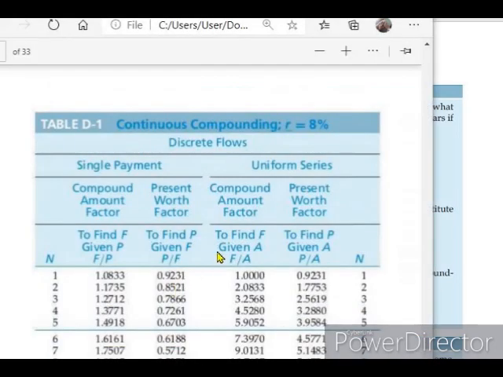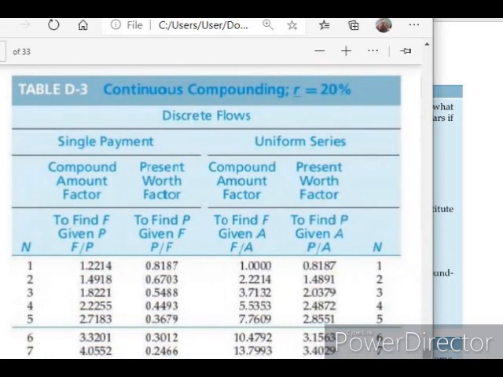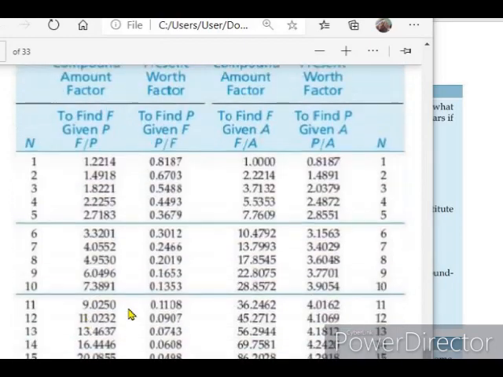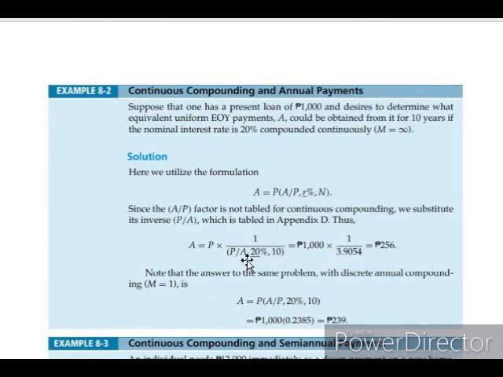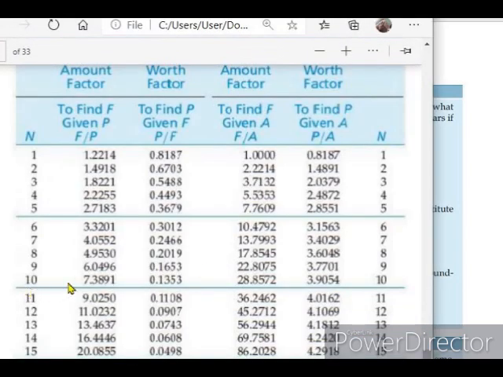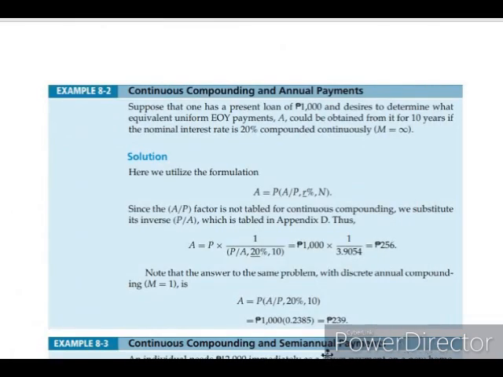Okay? So, ito yung Appendix D. Punta tayo sa 20%. Ito 20%. So, punta tayo dito sa 10. Okay, 10 under ng finding P given A. So, 10 sa 10, tapos finding P given A. Ito guys, yung 3.9054. Okay? Kaya nga ito guys, nakita nyo, 3.9054 siya. Okay? So, yung present mo kasi doon is 1,000. Ita-times mo lang yun. Yan. So, meron kang 256 pesos yung A mo.